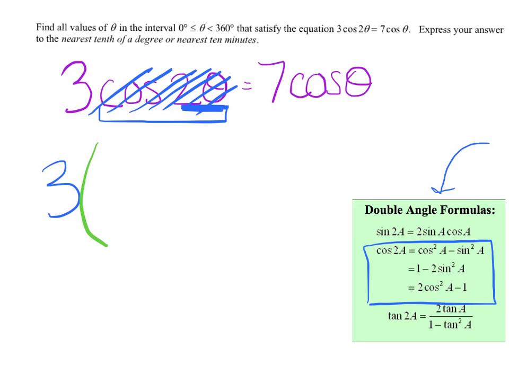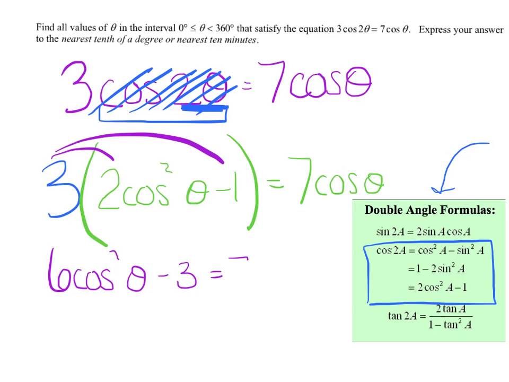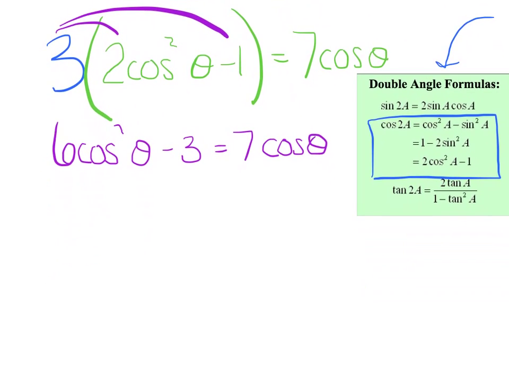So I'm going to say this is 3. In place of cos 2 theta, I'm substituting in 2 cosine squared theta minus 1 equals 7 cos theta. Now you'll notice I have all the same trig function, so common sense says to distribute that. So I've got 6 cosine squared theta minus 3 equals 7 cosine theta. We'll set it equal to 0. So 6 cosine squared theta minus 7 cosine theta minus 3 equals 0.